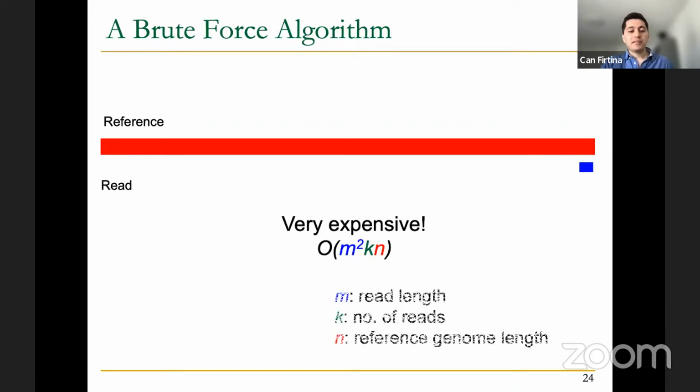It depends on the read length, the number of reads that you have, and the reference genome length. The number of reads is usually millions to billions, and the read length, as I said, is a few hundreds to millions. So it's really expensive when you think about it.